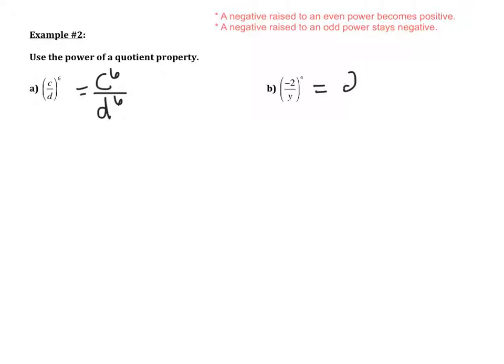So I'm going to take 2 to the fourth and y to the fourth. The only thing left to do would be to just multiply out what 2 to the fourth is. 2 times 2 is 4, times 2 again is 8, times 2 again is 16. So my final answer would be 16 over y to the fourth. There's nothing else that I could reduce. There's nothing up here that could reduce with anything down there, so that would be my final answer.